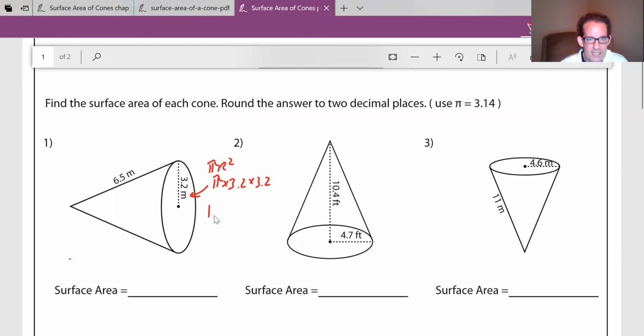So that's 10.24 pi. That's the first step. Then you want to find the area of the lateral surface. So I have 6.5. I'm going to have 6.5 times the radius, 3.2, times pi. So let's figure out what that is. 6.5 times 3.2, and that's going to equal 20.8.